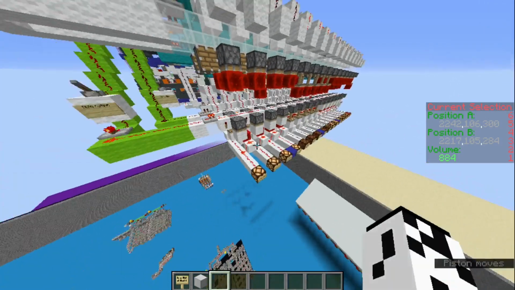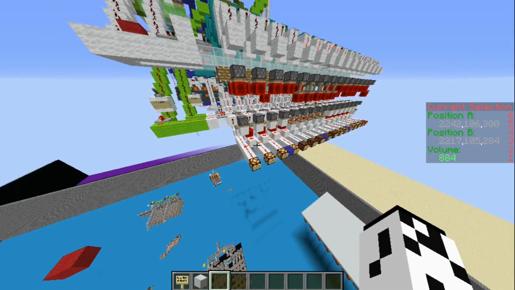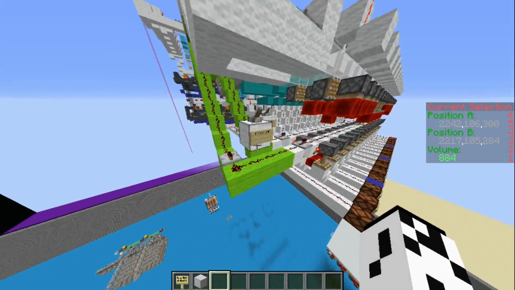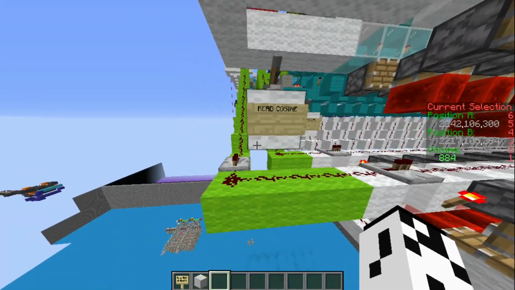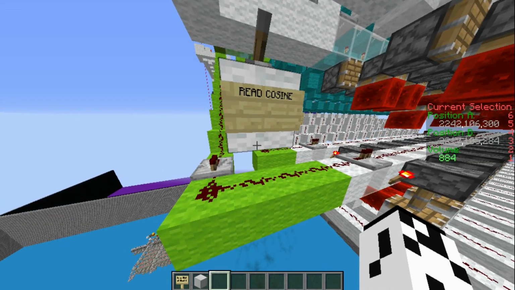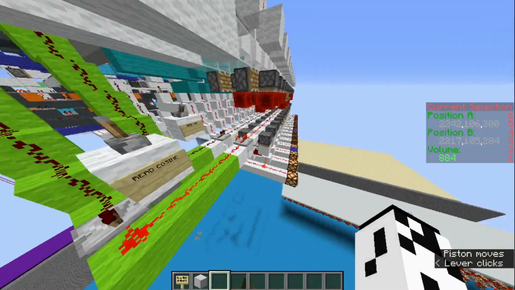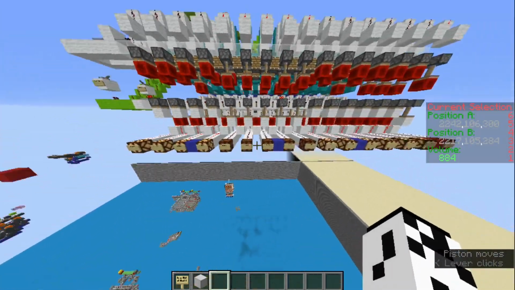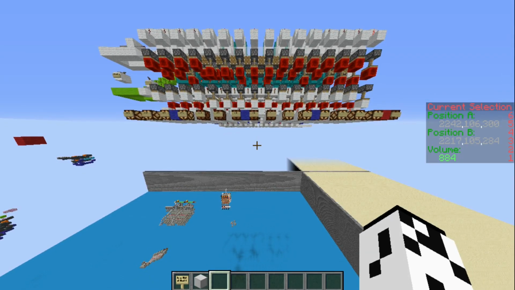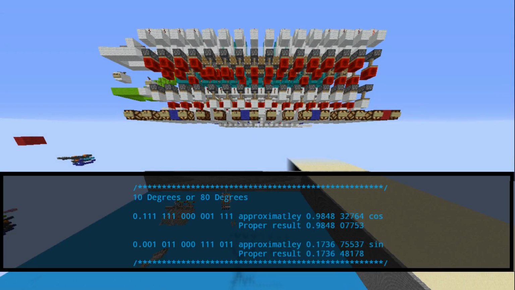And the lights will turn off when we're actually done, so let's just give it a second. Okay, so what I'm going to do now is read the cosine. Now, since we did 80 degrees, it's actually the sine. So don't worry. On the screen, I'm going to have the data. You'll see the data right below the lights, and I'll tell you what they sum up to.